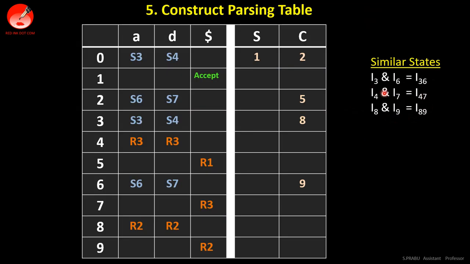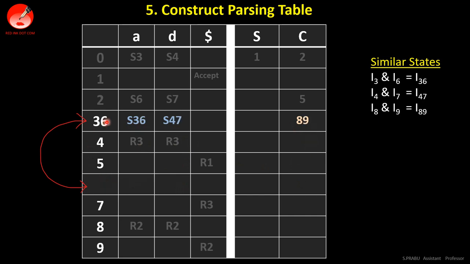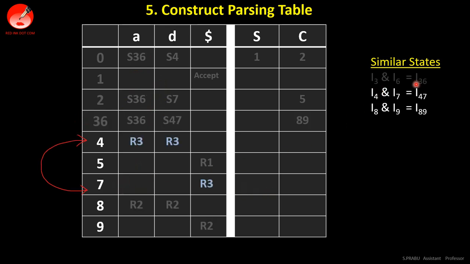First I take 3 and 6. From these two rows, if I merge these values, S3 becomes S36, S4 becomes S47, and this 8 becomes 89. And this 6 also can be merged with this row. In this table, S3 and S6 are also there, so it also changes into S36. Now I remove this unwanted row. So merging the first part is over.